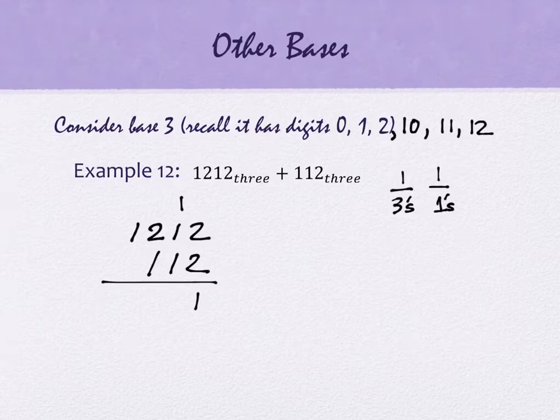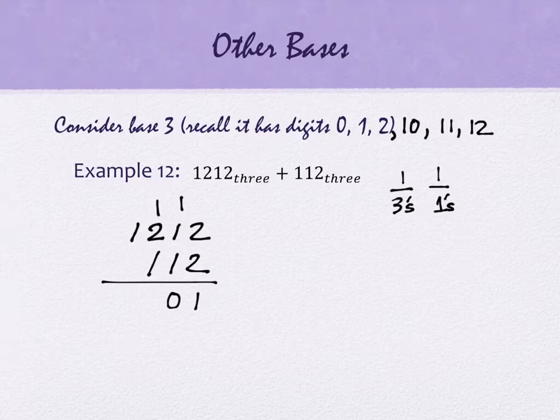Then we're going to do the same thing in the 3's column. So 1 plus 1 plus 1 is actually 3. How do we express that in base 3? 10. So it is 1 three and 0 ones.